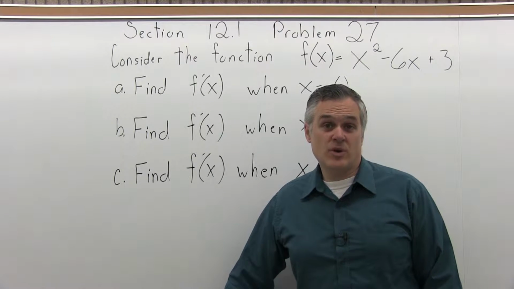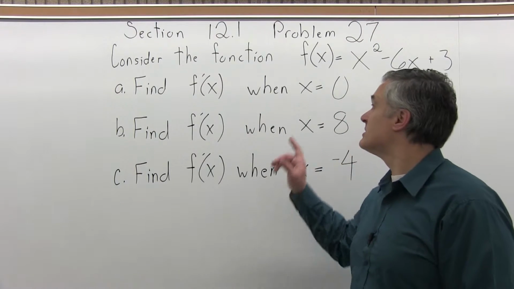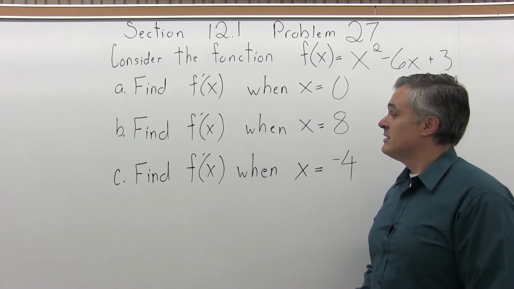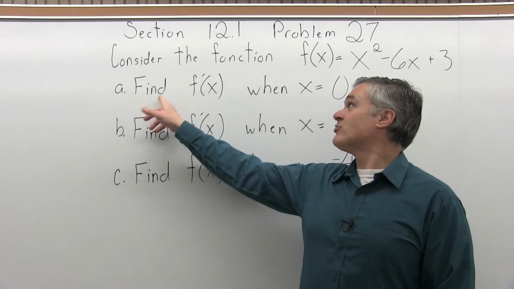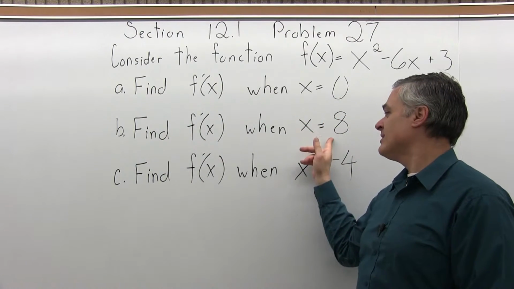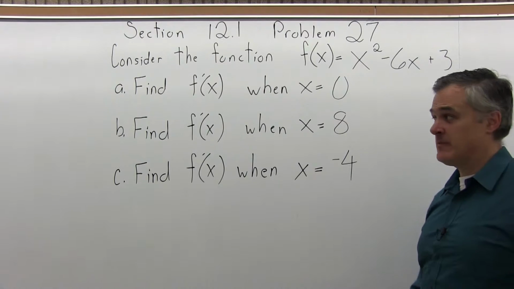This is Section 12.1, Problem number 27. It says, consider the function f of x equals x squared minus 6x plus 3. And then part A, find f prime of x when x is 0. Part B, find f prime of x when x is 8. And part C, find f prime of x when x is negative 4.